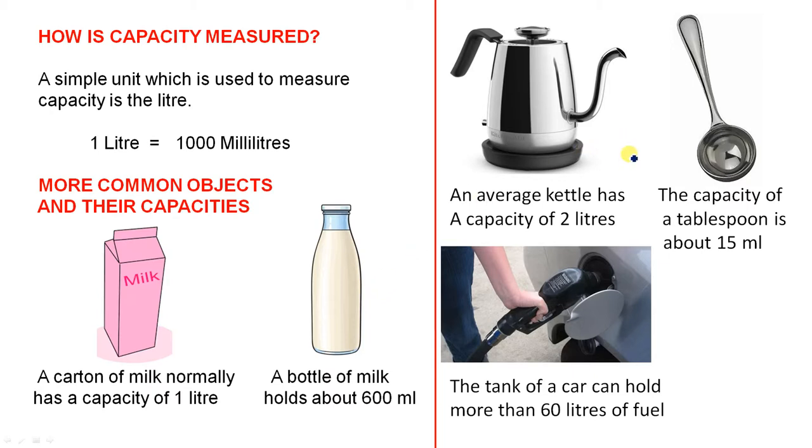Most of us have kettles in our kitchen. An average kettle has a capacity of, say, 2 litres. Some have a little bit less, some have more. The capacity of a tablespoon is about 15 millilitres, so it's only a small amount, and that's normally used for different types of cooking. And the tank of a car can hold more than 60 litres of fuel, so that's quite a large capacity.